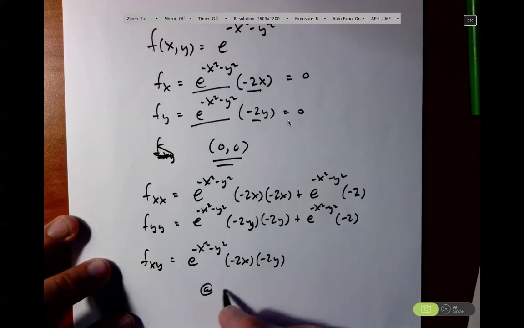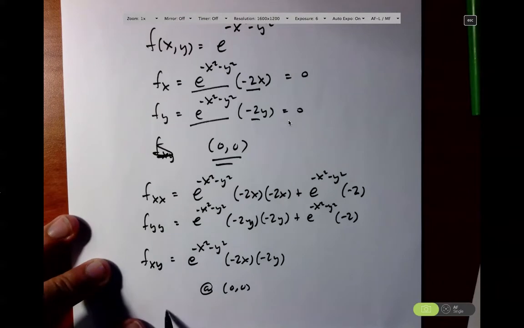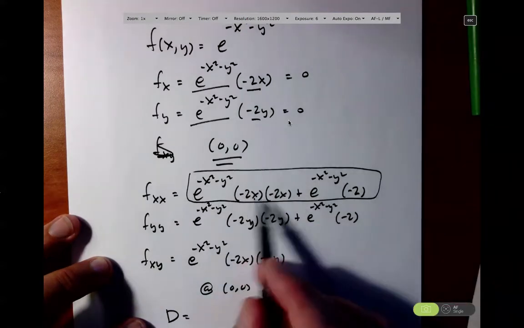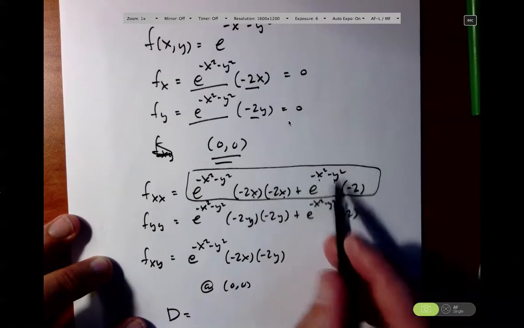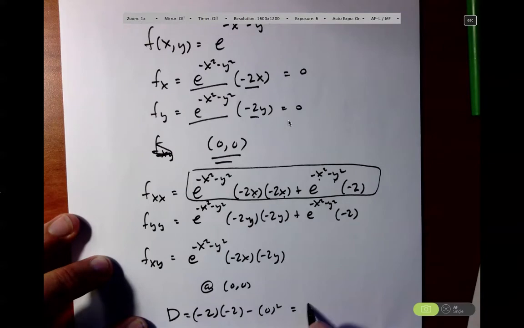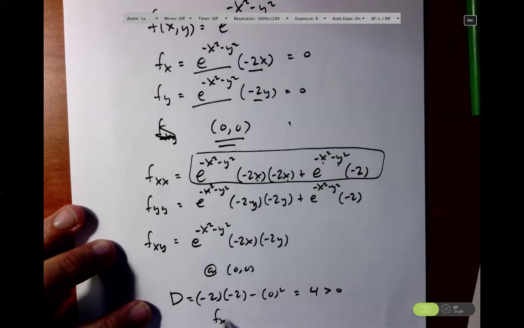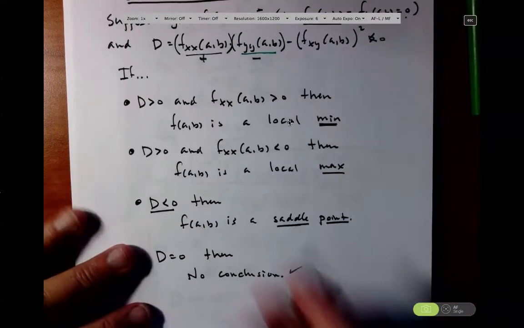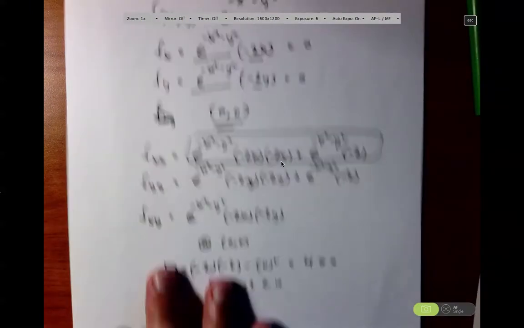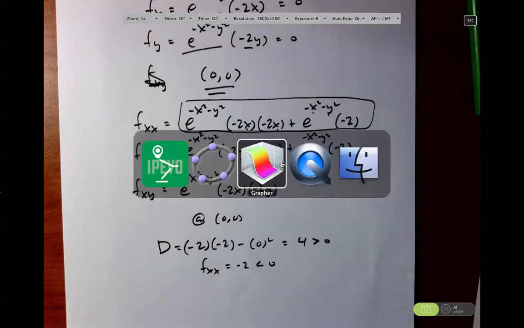Okay, so again, we want to know what these are at (0, 0). So the discriminant is going to be what I get when I plug (0, 0) into this expression. Well, these are both going to be 0 here. These are both 0 up here. e to the 0 is 1, times -2 is -2. If I plug (0, 0) in here, we're going to also get -2. And if I plug (0, 0) in here, we're going to get 0. All right, so the discriminant is equal to 4, which is positive, but fxx is -2, which is negative. So we've got a positive discriminant and negative fxx, which in the second derivative test corresponds to a local maximum.